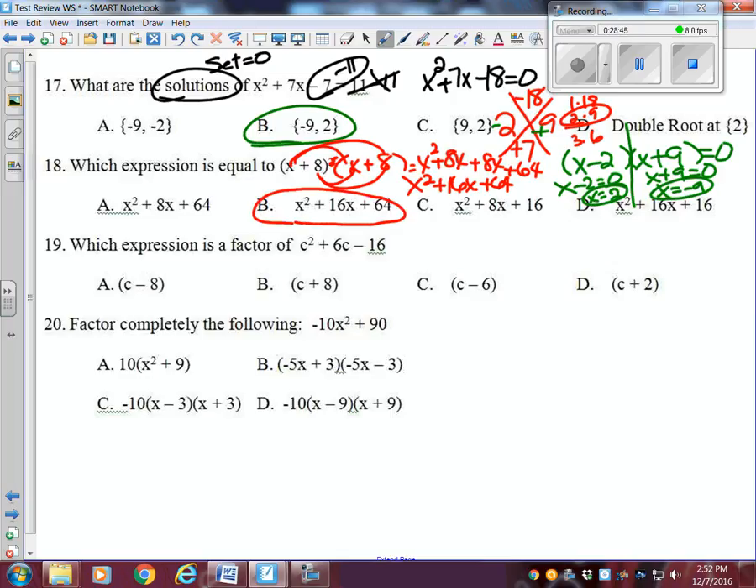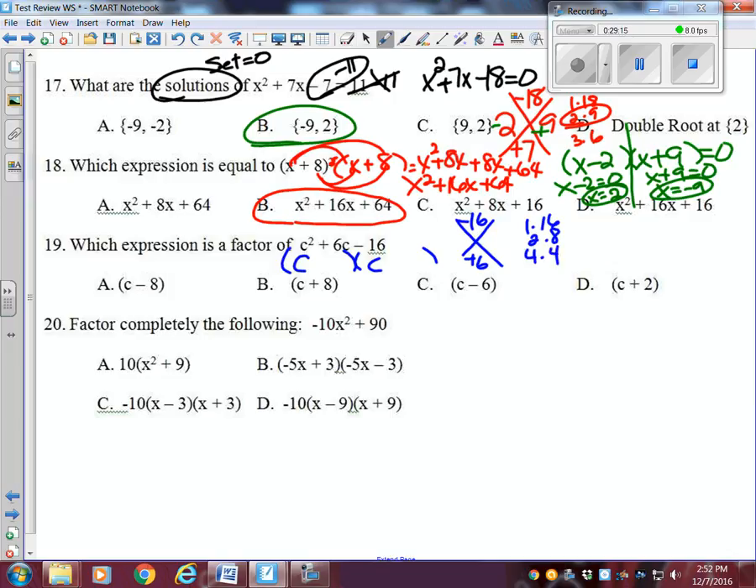Which expression is a factor? It means I need to factor this and then figure out which one of these is in my parentheses. Chances are there's not going to be any of these in my parentheses but one. So C and C, I can do that one. Now I'm figuring out what multiplies to give me -16 and adds to give me 6. So 1 times 16, 2 times 8, 3 doesn't go into 16, 4 times 4.